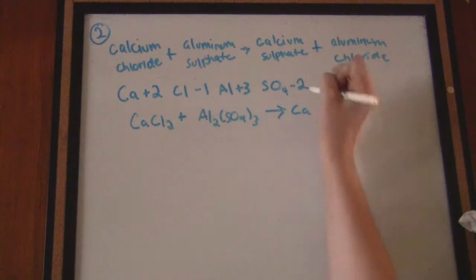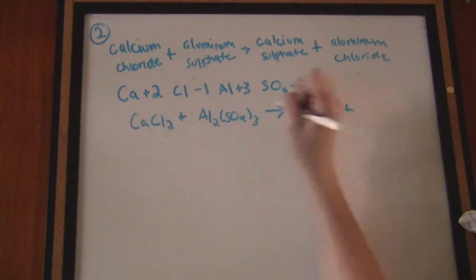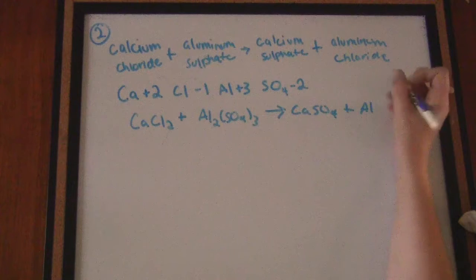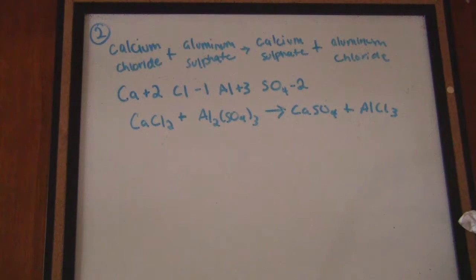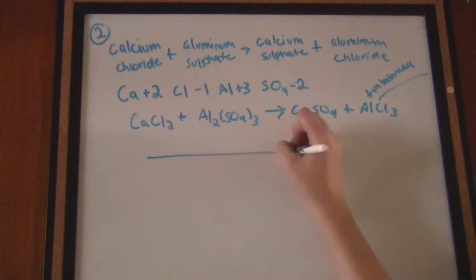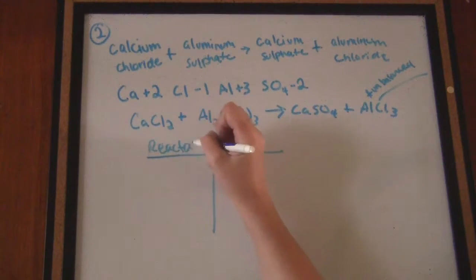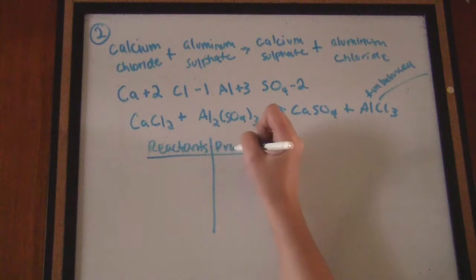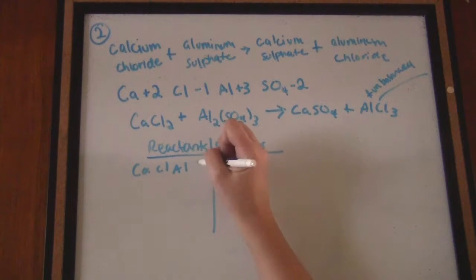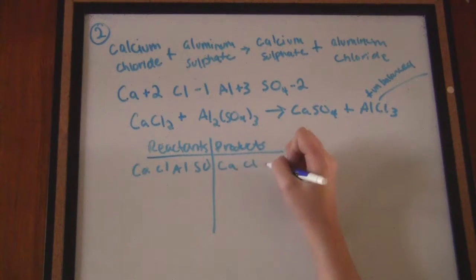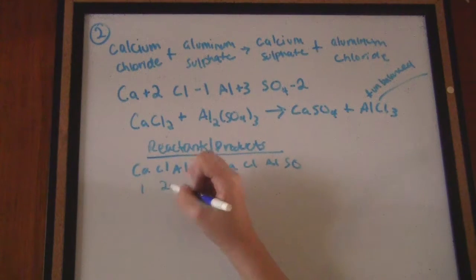For the product side, calcium and sulfate are already balanced. And for aluminum chloride, there needs to be 3 chlorine atoms to balance out the charges. Now it's time for the process of balancing the equation to begin. Write each element on both sides like before. Now count the atoms on both sides.